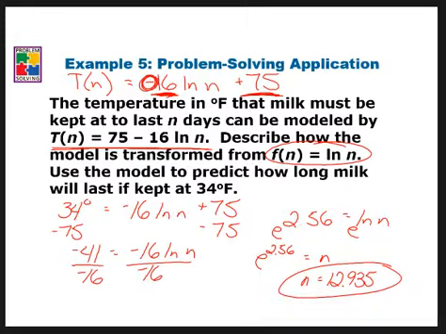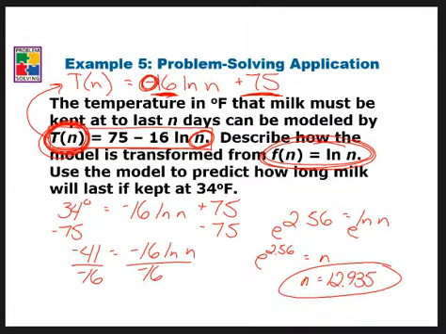So again, I understand they're story problems, but you're just taking a look at what you're given, which we rewrote a little bit up there, to understand how it differs from the parent function, and then just understanding what the model represents. T of n, or T, represents the temperature that we're keeping it at. N represents the number of days that we can do that.